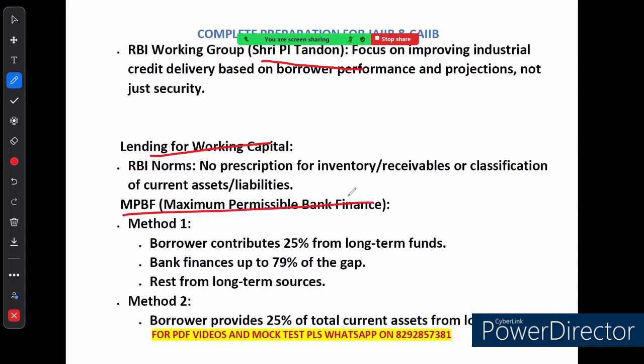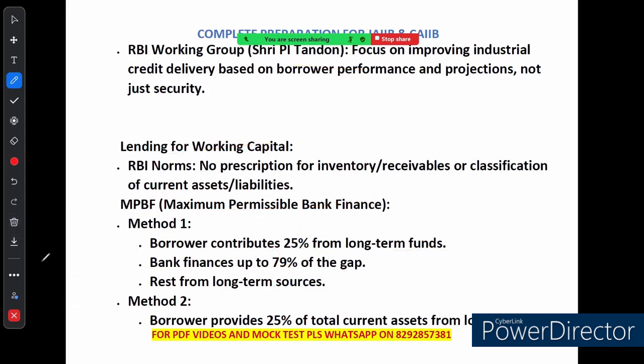There are two methods. In method 1, the borrower has to contribute 25% from the long term fund, while the bank covers 75%. I think it is 75, not 79, it is 75. The bank finances 75% of the remaining gap, right? So from the long term fund the borrower should contribute 25% and the bank finances 75% of the gap raised from the long term source.